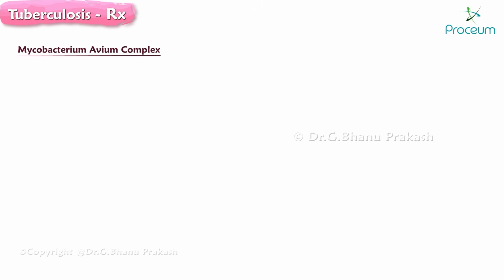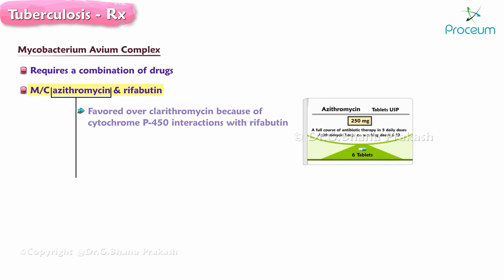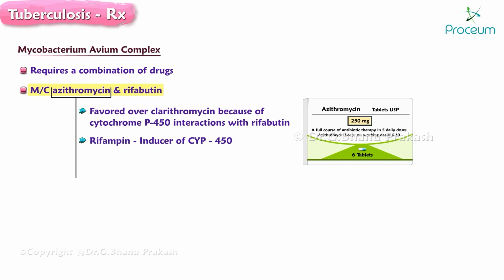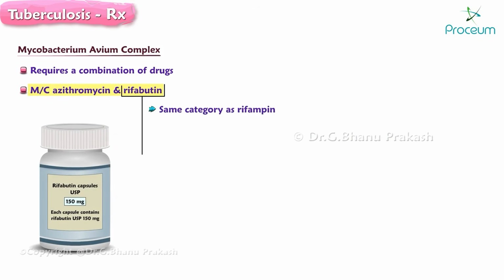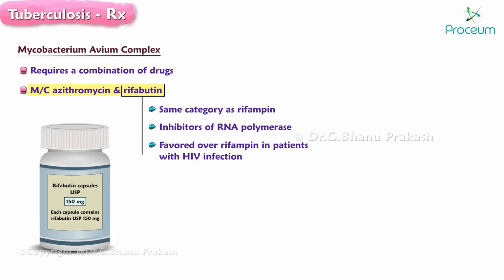Mycobacterium avium complex. As for atypical mycobacteria, treatment of Mycobacterium avium complex requires a combination of drugs, most commonly azithromycin and rifabutin. Azithromycin is favored over clarithromycin because of cytochrome P450 interactions with rifabutin. Rifampin is an inducer of cytochrome P450, whereas clarithromycin is an inhibitor, so azithromycin is favored over clarithromycin. Rifabutin, which is in the same category as rifampin, inhibitors of RNA polymerase, is favored over rifampin in patients with HIV infection.